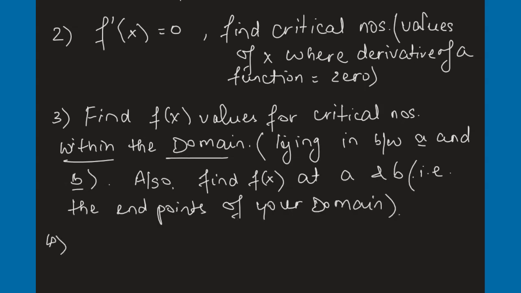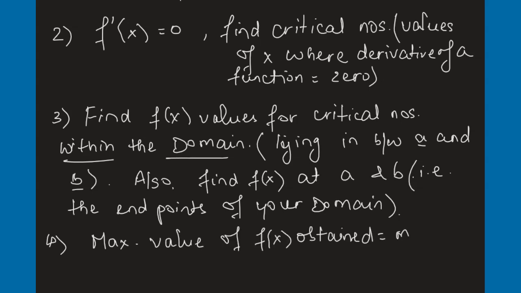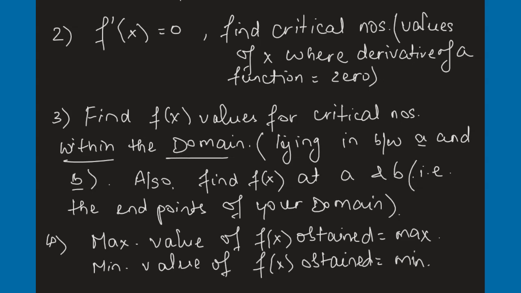Fourth and final step: the maximum value of f(x) obtained is the max, and the minimum value of f(x) obtained is the min. We can use these steps to find the extreme values of any function, given the domain between a and b.